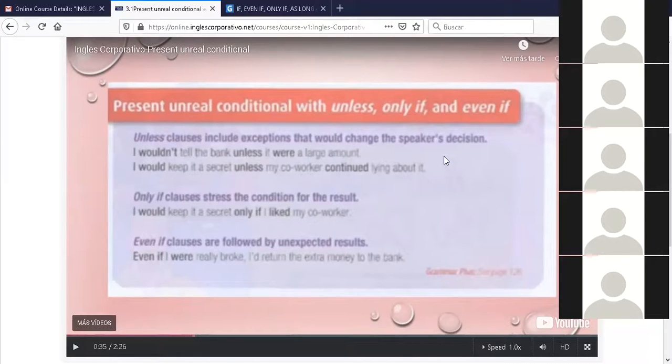Exactly. And the next one: I would keep it a secret unless my coworker continued lying about it. Who can help me with the Spanish on that one? Yo podría mantener el secreto a menos que mi compañero continuara mintiendo sobre eso. In this expression, we can use continuase, fuese, hubiese, and so on. All right, very good. So, who can give me an example of something super common about this? Let's try to keep it in real life.